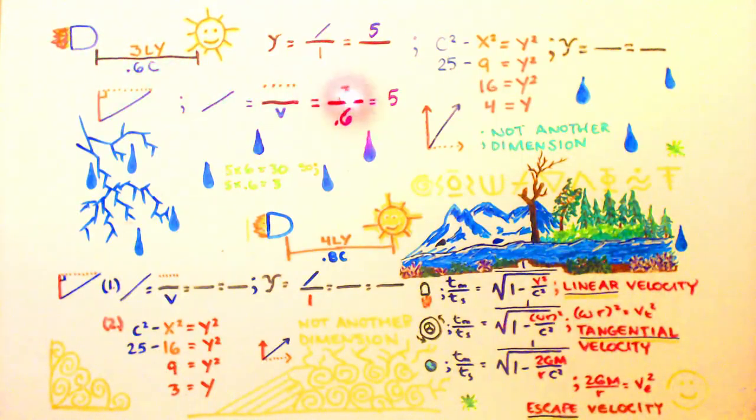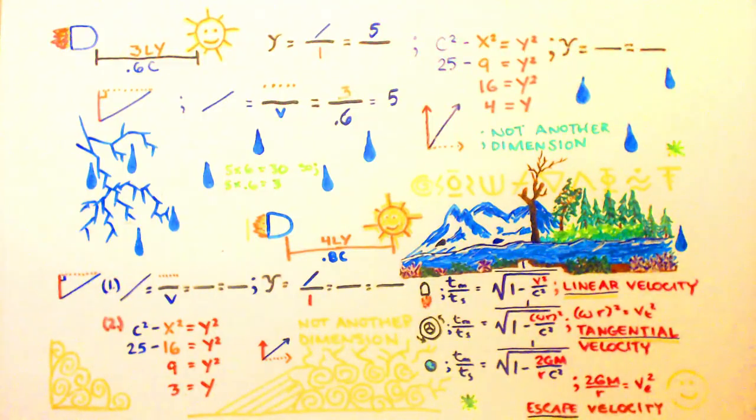So that's 3. The velocity they gave us. They actually set the problem up right here. It's 3 over 0.6. We know that 5 times 6 equals 30. So 5 times 0.6 equals 3. This is 5. So we put our 5 up here. Now we need the vertical line.